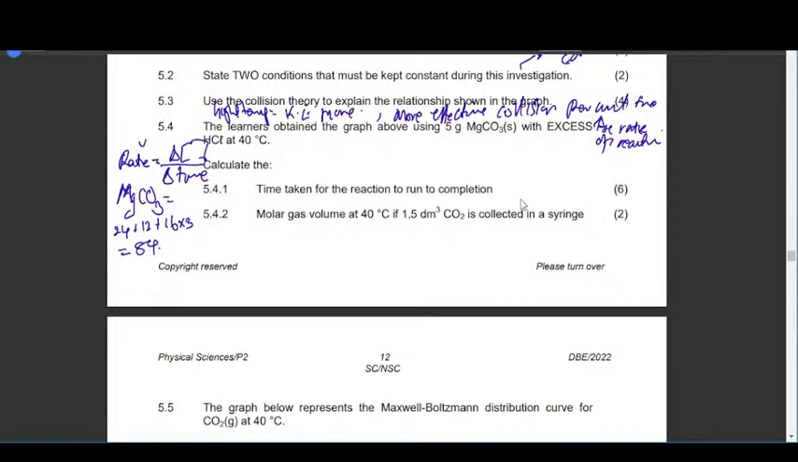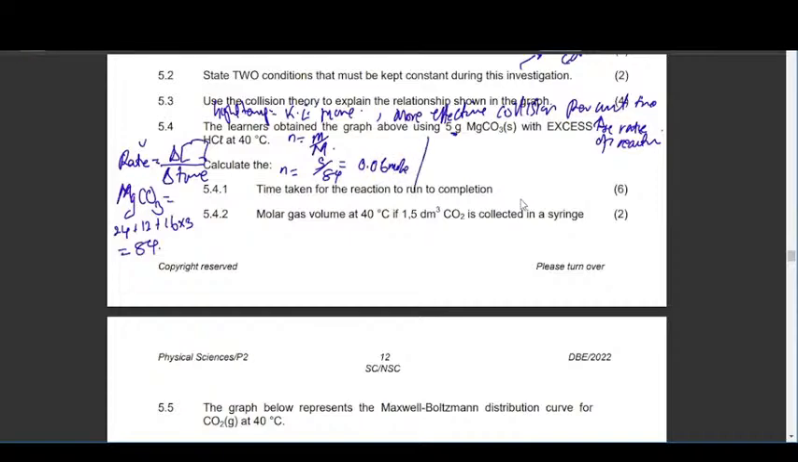So now if I apply my equation, number of moles is going to be equal to mass over molar mass. The mass given here is 5 divided by the molar mass, which is 84. So when I get the answer here, the answer is going to be 0.06 moles. These moles are for this.